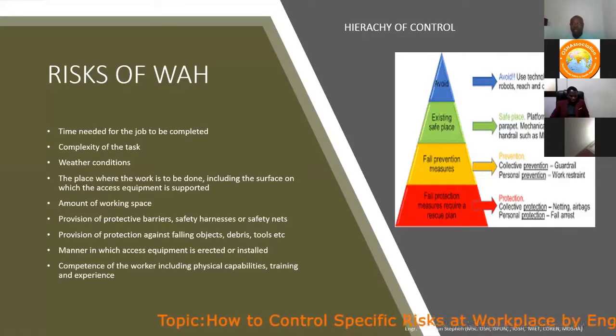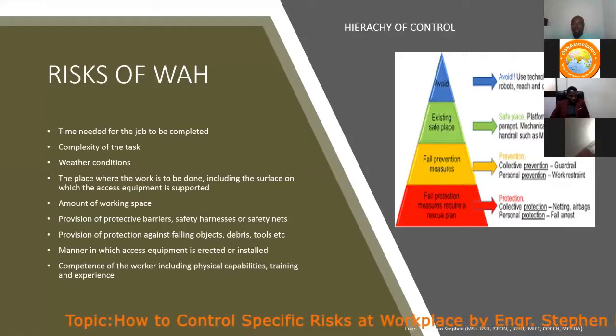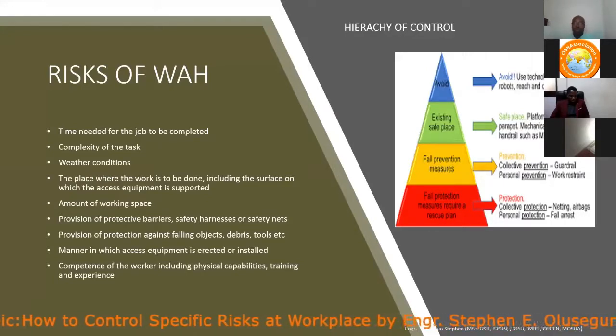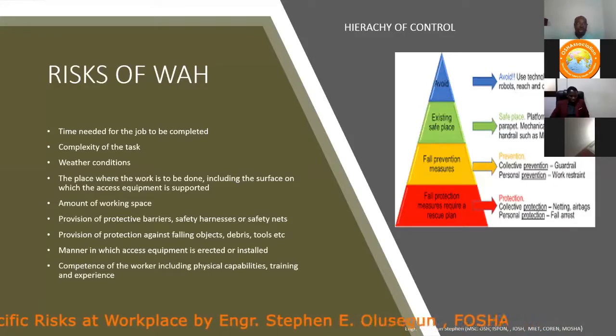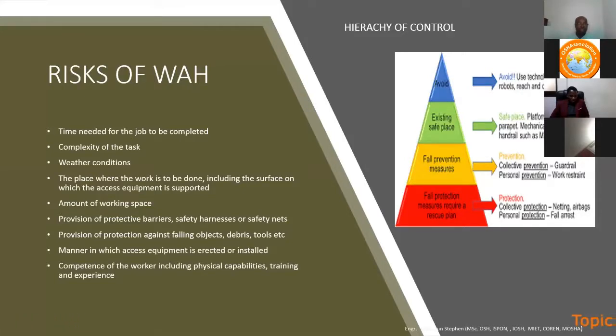And we have the risk control here. The hierarchy of the control. You can see the first thing, you see the risk of working at height. Time needed for the job to be completed. When there is no time to complete the job, there is a risk. Risk is already in that work. Complexity of the job. We have to look at that one also to ensure that the risk is reduced.